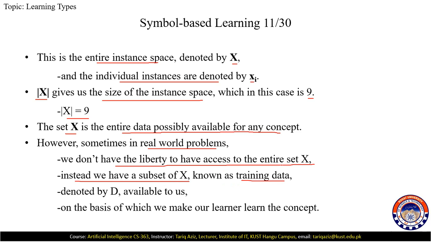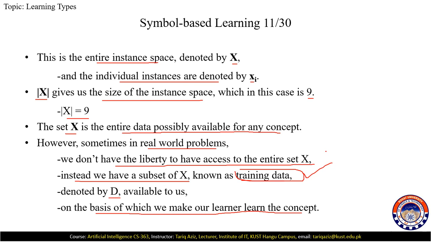So if you have the entire set of x, then it means that you have the instance space of x. But if you have a subset of x, some of the values of x, then it means that you have the training data. It is known as training data. It is denoted by D. Okay, and then we will use this training data on the basis of which we make our learner learn the concept. So if we want our learner to learn the concept, then we will have this data, the training data.